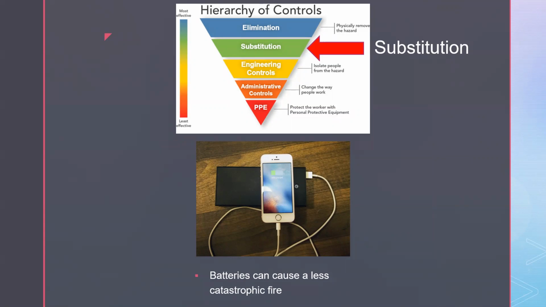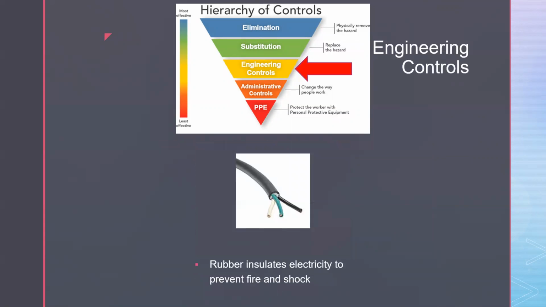If a substitution won't work, we move down to an engineering control. Engineering controls are next. This would be a concrete way to isolate people from a hazard. In this case, there is a rubber insulation around each individual wire inside the cord to prevent electrical fire, and then an additional insulating sleeve around the entire cable to prevent shock to people using the cord. These controls would need to be deliberately altered to be rendered ineffective. You cannot forget to insulate your cable. It's part of how it's made.